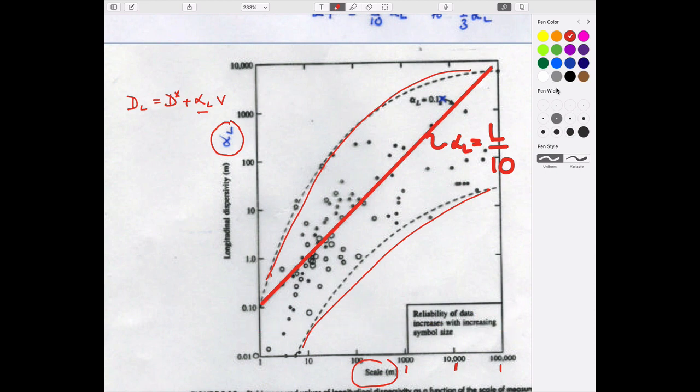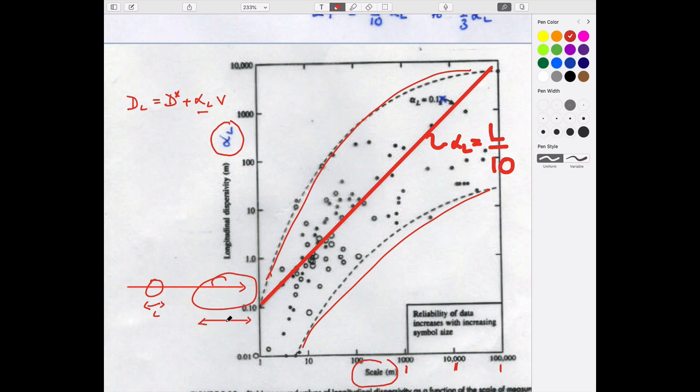Let me do this again. In other words, it's a plume that's gone this far, in which case the length would be small, or a plume that's gone this far, in which case the length would be larger.